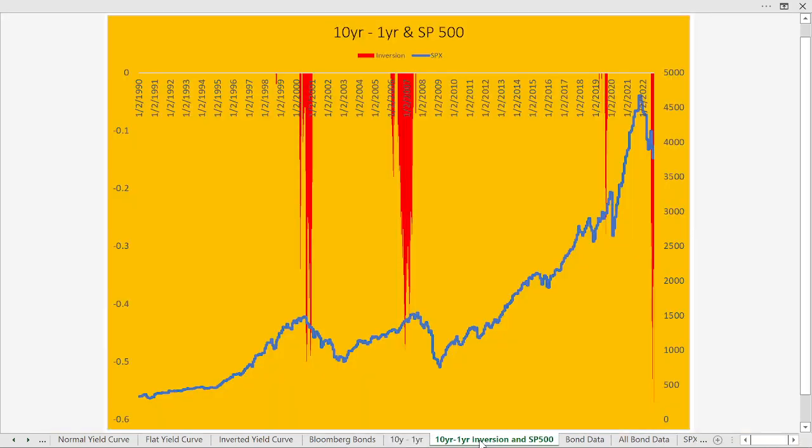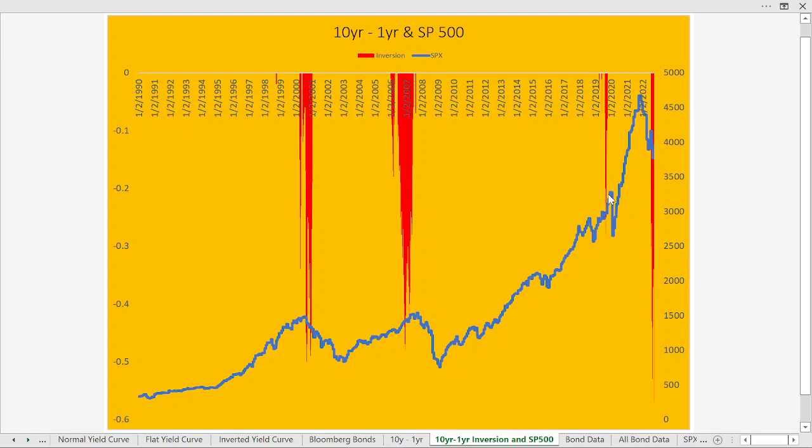The blue line represents the S&P 500 going back to the 1990s. Take a look what happened. The inversion of the bond market began in the year 2000, 2001. That very much preceded the majority of the stock market sell-off. The S&P 500 dropped from a level of 1,500 down to around 800. Again, in 2006, 2007, we had an inversion in the bond market, and that very much preceded a huge stock market sell-off that we know of in 2008.